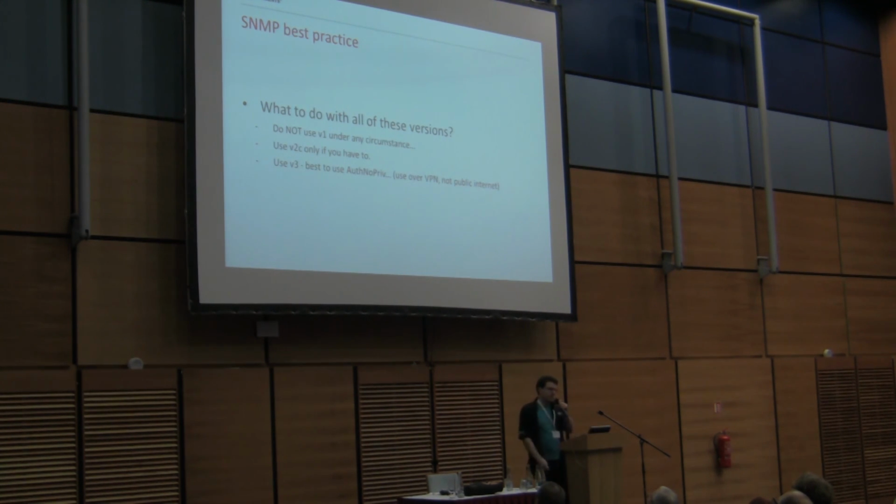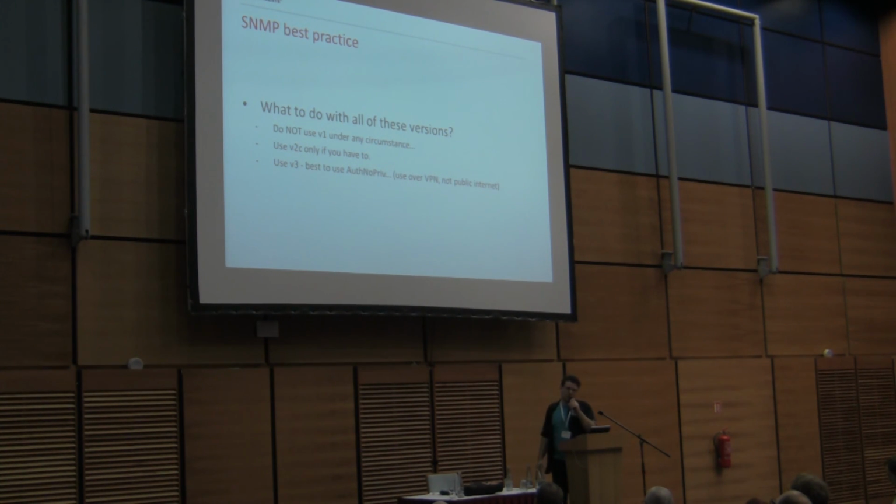So SNMP best practice, what to do with all of these versions. Again, if you remember nothing else from this, just remember this slide. Do not use version 1 under any circumstance. Every device today, I would hope, supports at least version 2C. But still, use version 2C only if you have to. And use version 3, probably the best to use authentication, no privacy.